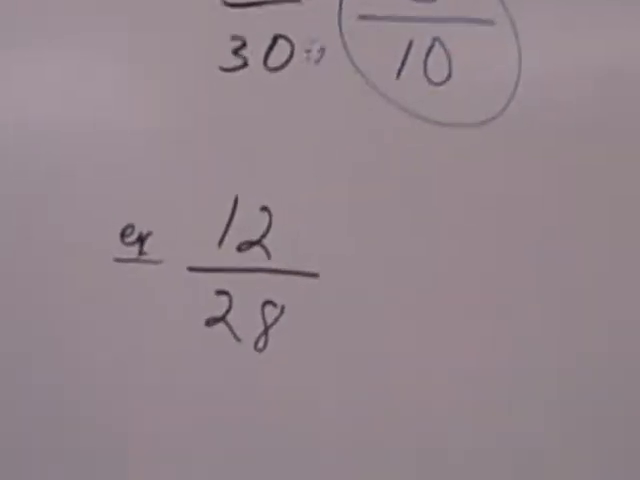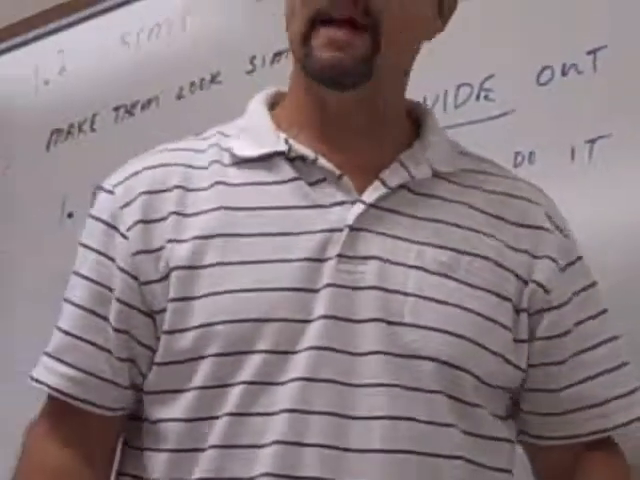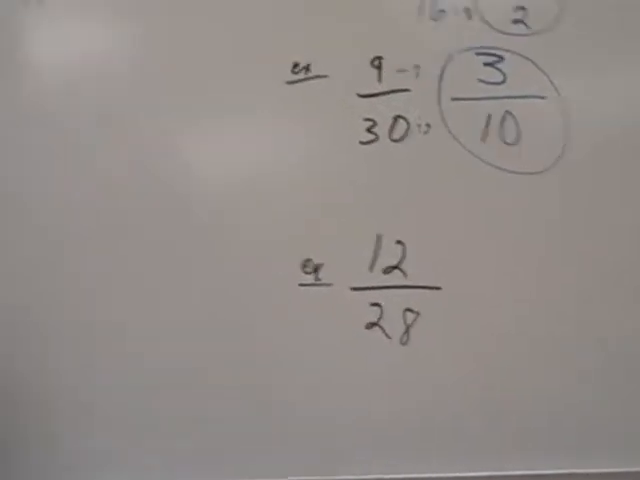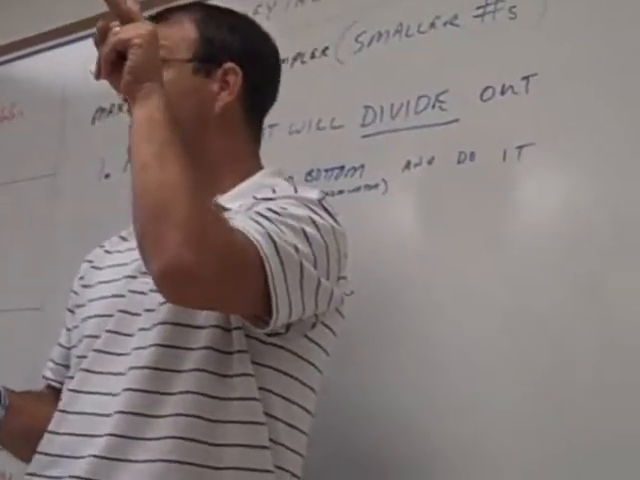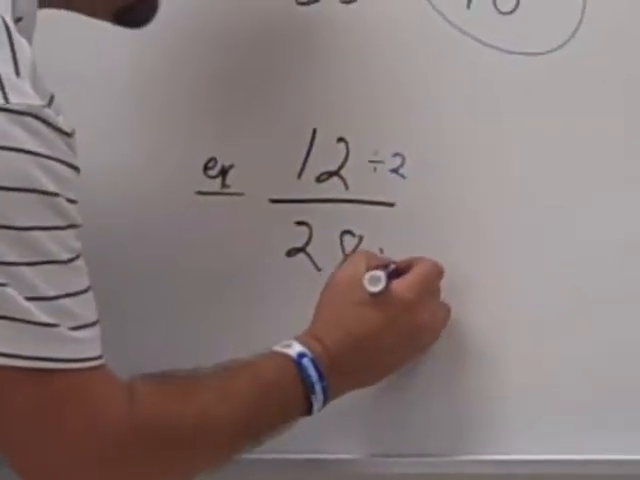Now, let me ask you a question. 12 and 28 are both what kind of numbers? Even numbers. If both numbers are even, what will always divide out of it? A 2. If you look and both numbers are even, 2 will always divide out of it. It may not be the biggest one that'll divide out, but it will, and it'll get us started. So let's divide by 2, because they're both even. Divide by 2, divide by 2.